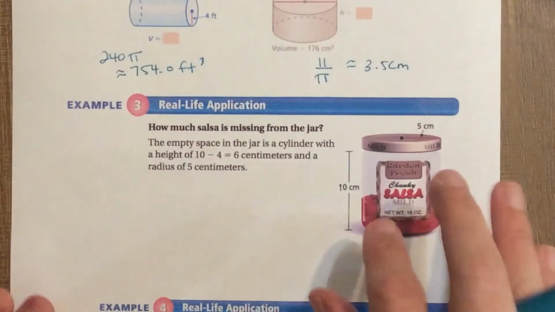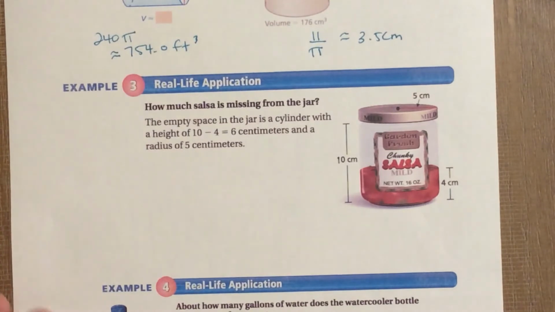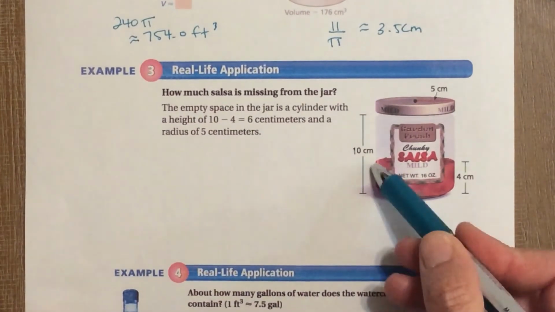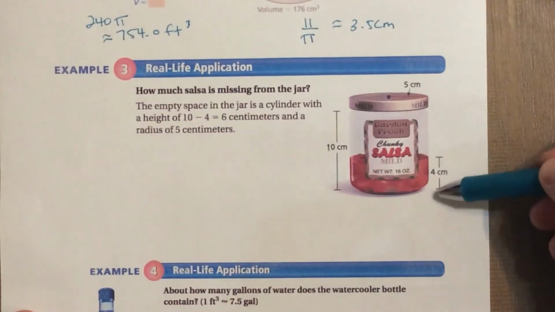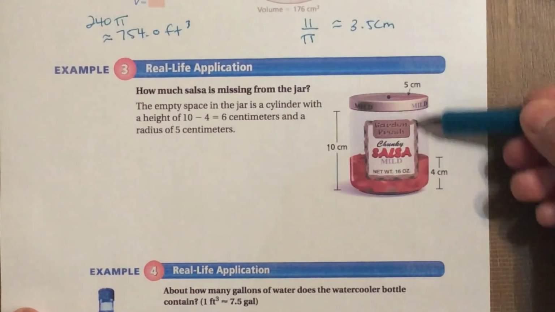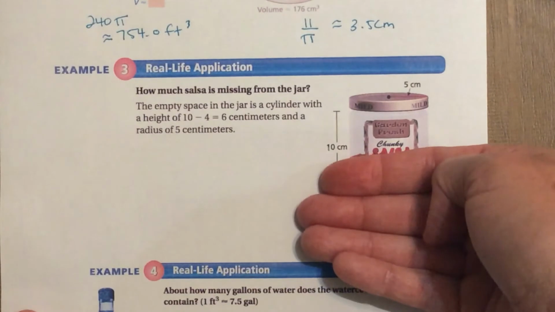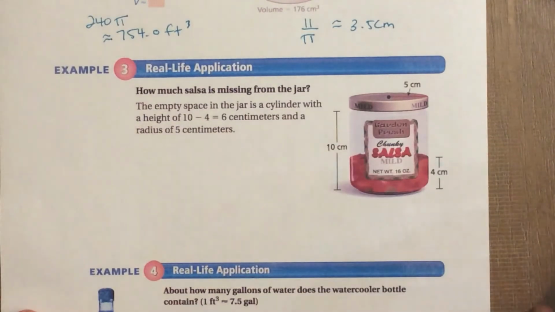All right, we're gonna look at example 3 here. It says, how much salsa is missing from the jar? So if you look at this, you can see that there's some salsa here. The height of my cylinder was 10 centimeters. There's 4 centimeters of salsa left, which means 6 centimeters of salsa have been eaten. So we can kind of look at it as a height of 6 centimeters, okay?